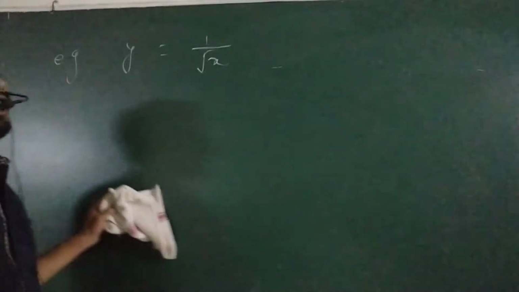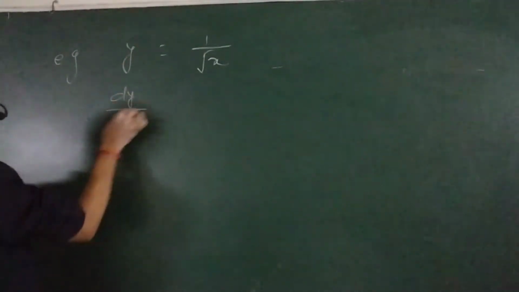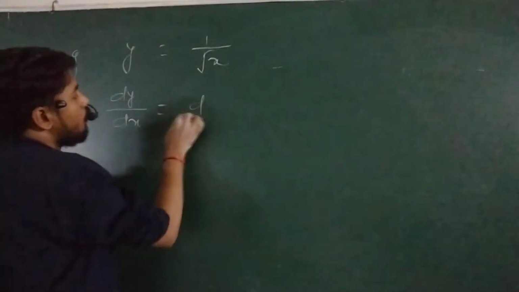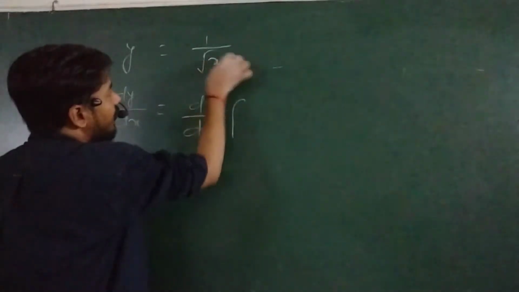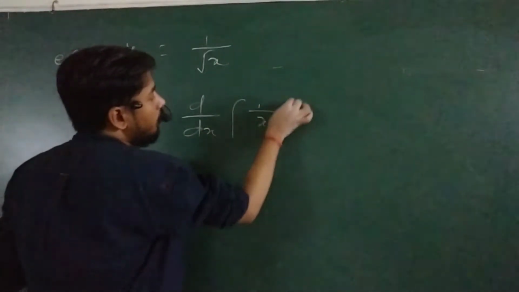Okay, see another. Differentiation of 1 by root x. You have to calculate dy by dx, the derivative. How can we calculate? Can I put it like this, one dy dx? And this one becomes, my dear, 1 by x power 1 by 2.